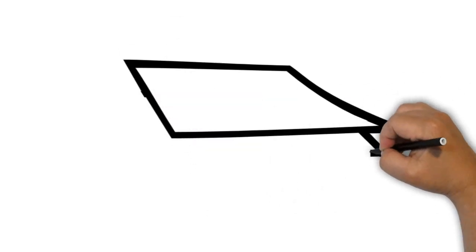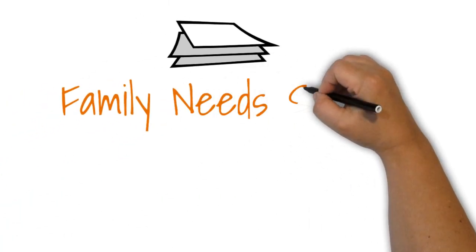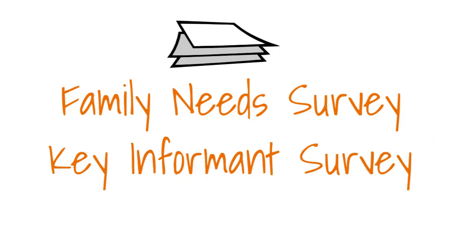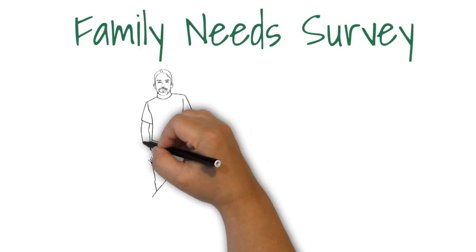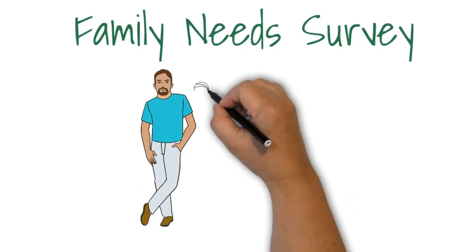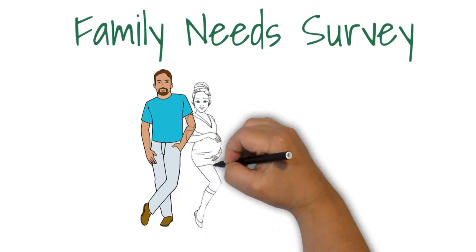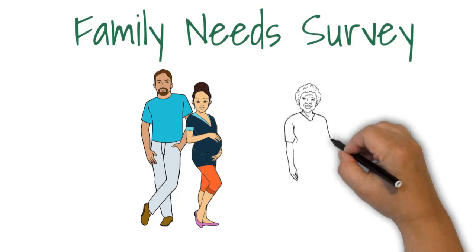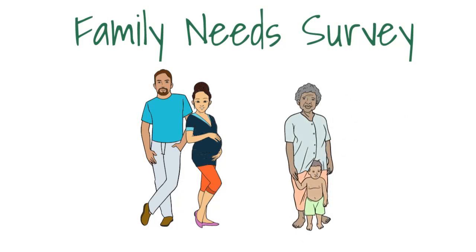Now we come to the surveys, which contain the bulk of the primary data information. We conduct two surveys, a family needs survey and a key informant survey. The family needs survey contains everything that is required by the Office of Head Start, as well as some additional pieces of information that we've learned over the years are really beneficial to ask families. We are happy to customize this survey based on your program's needs and the unique needs of the community you serve.